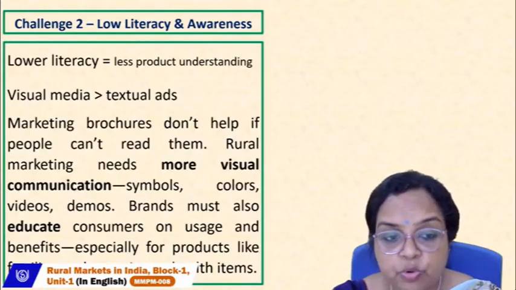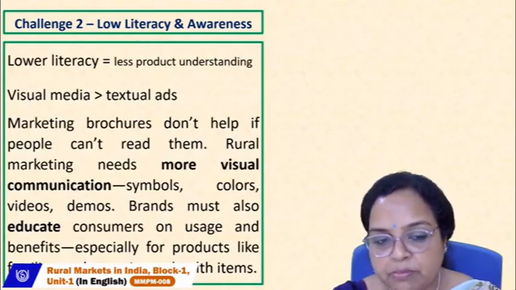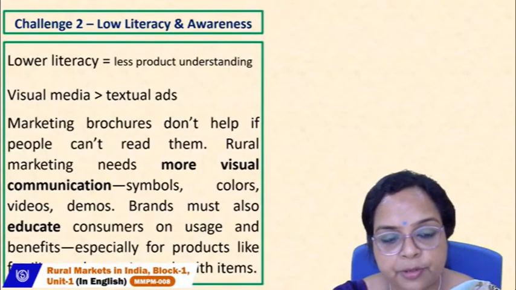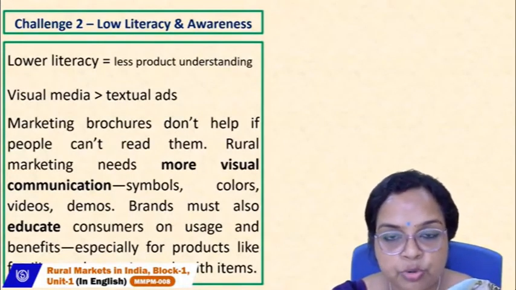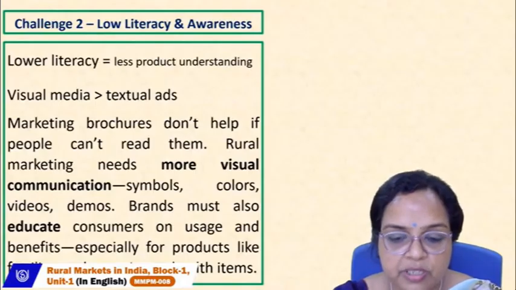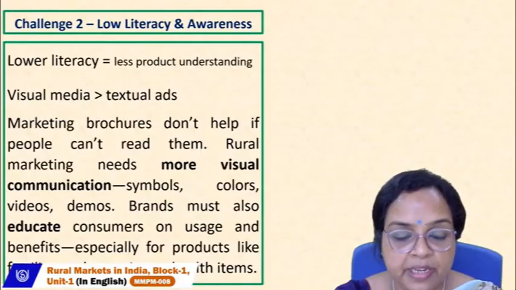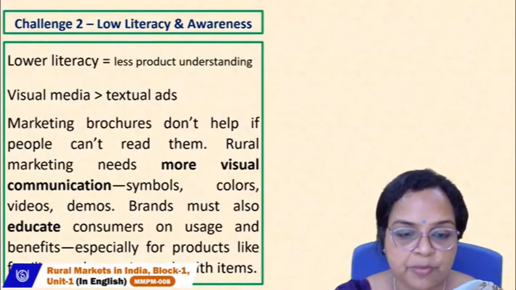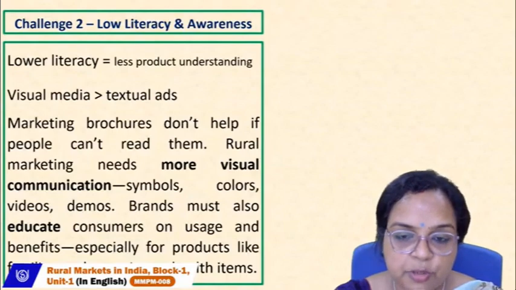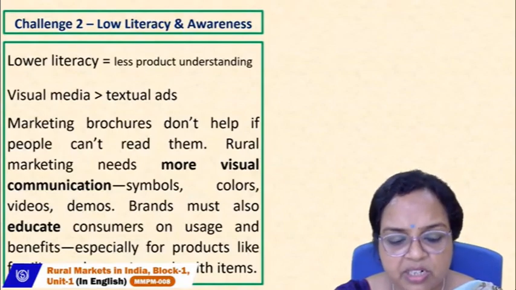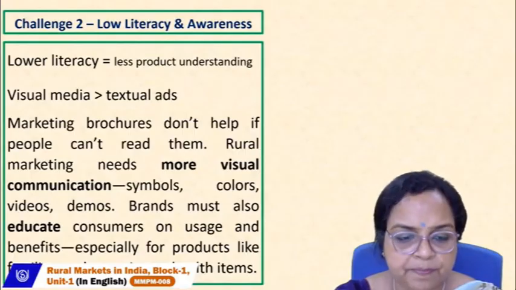Rural marketing needs more visual communication through symbols, through colors, through videos, through demos. Because through these demonstrations only they will understand, oh, this is the product and this product is going to help me in this function of mine, or this is the use of this product, because they don't understand the text of a brochure.